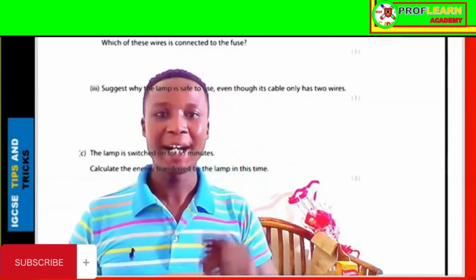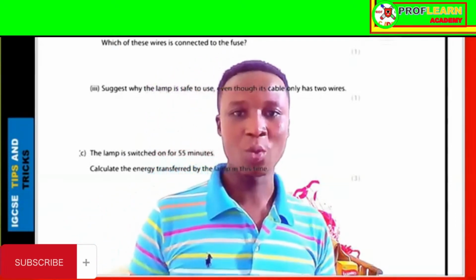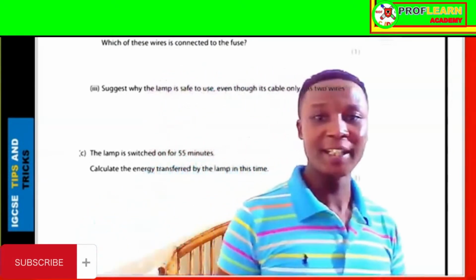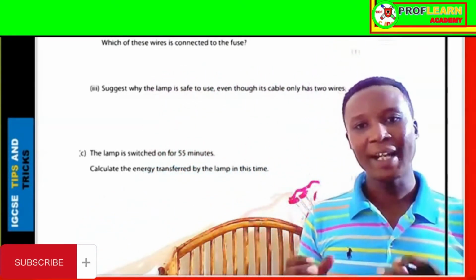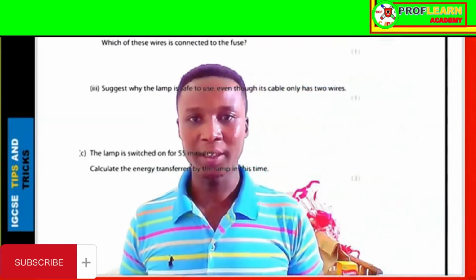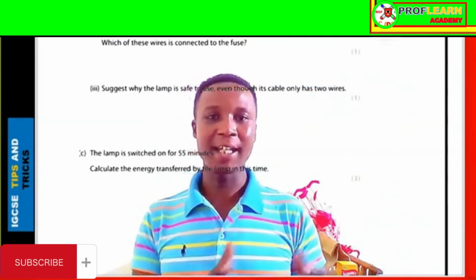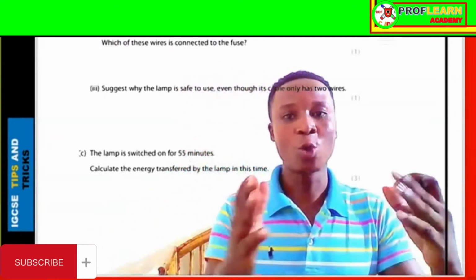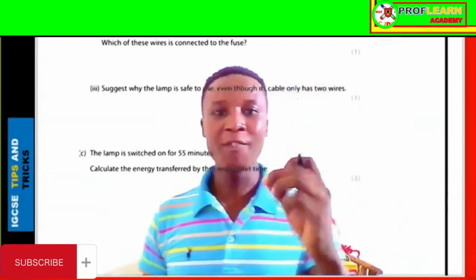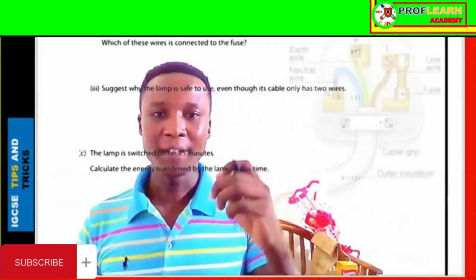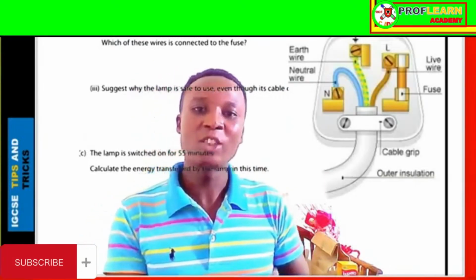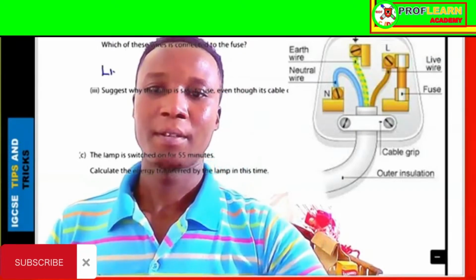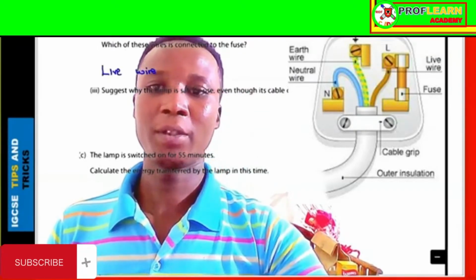The cable has 3 wires, and I say that's the earth wire, neutral wire, and the live wire. Which of these wires is connected to the fuse? Remember, the earth wire is there for safety purposes, so that you are protected against electric shock. The neutral wire has 0 potential difference, and its purpose is to complete the circuit. And finally, the live wire carries the potential difference. So the fuse is going to be connected to the live wire.